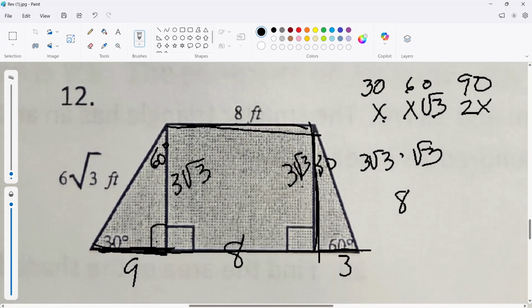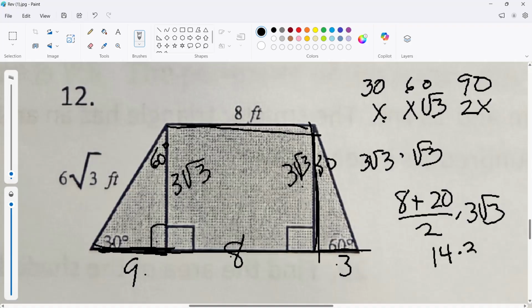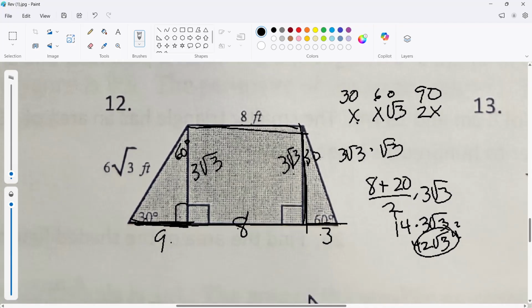Base 1 is 8. Base 2 is 9, and 8 plus 9 is 17, plus 3 is 20, divided by 2 times the height. That's 28 divided by 2, 14 times 3 square root of 3. 42 root 3 square units. Doesn't give me units.